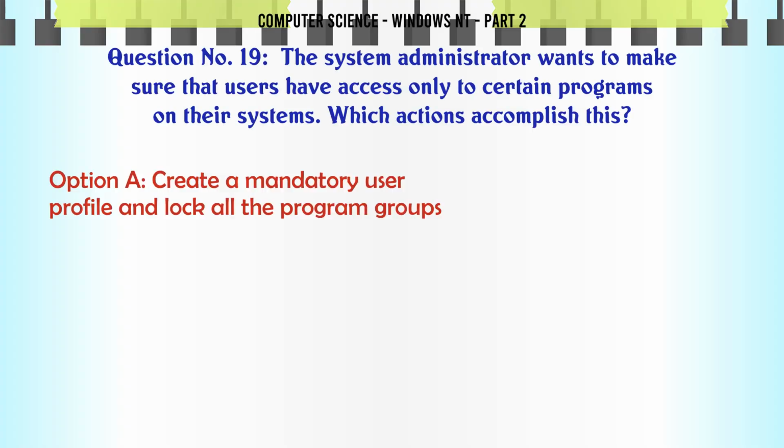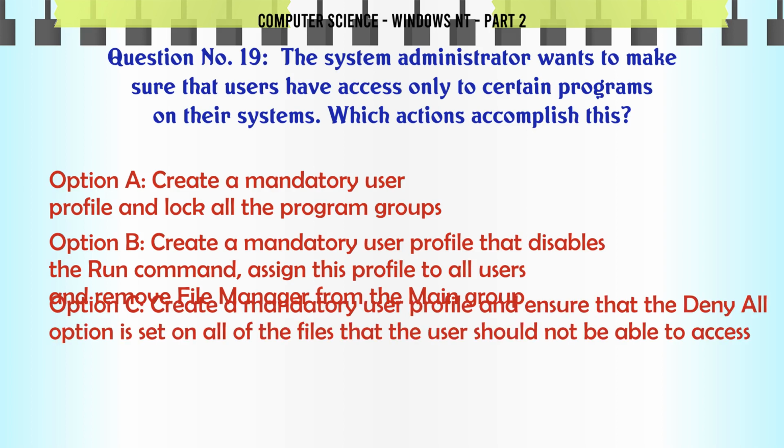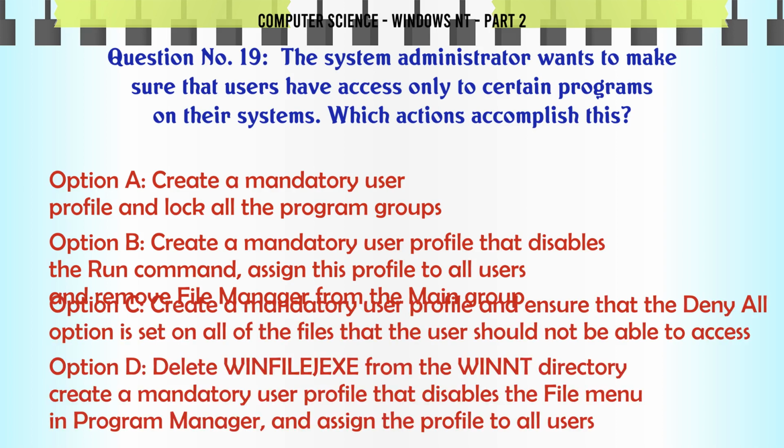The system administrator wants to make sure that users have access only to certain programs on their systems. Which actions accomplish this? A. Create a mandatory user profile and lock all the program groups. B. Create a mandatory user profile that disables the Run command. Assign this profile to all users and remove File Manager from the Main group.